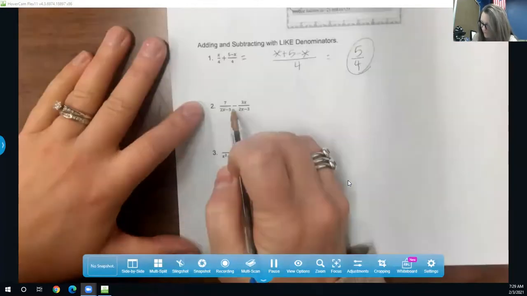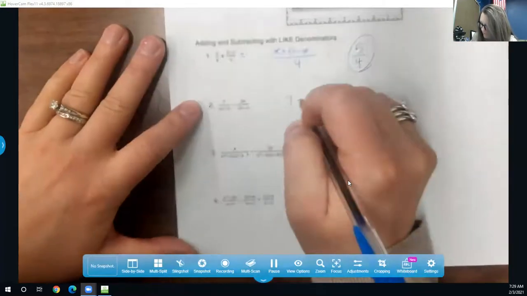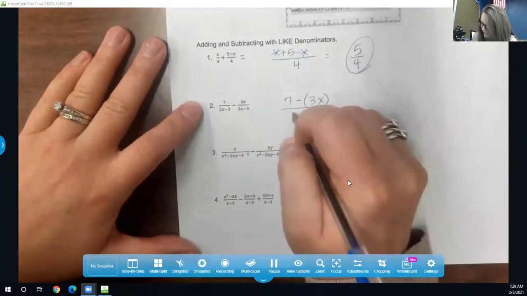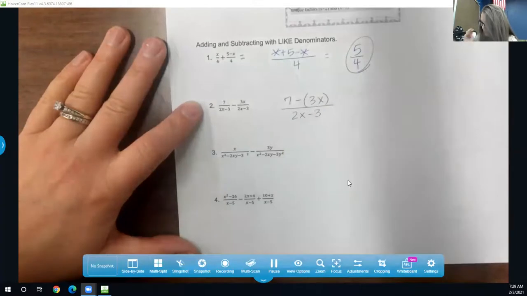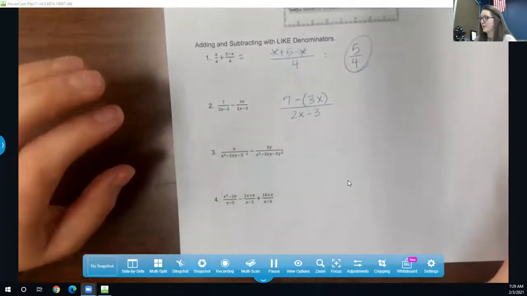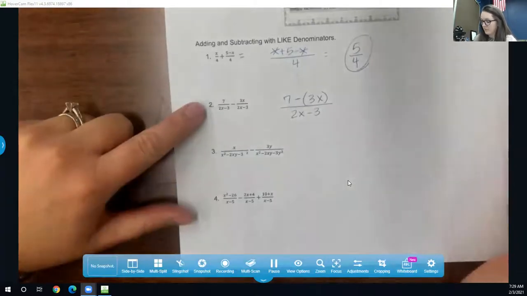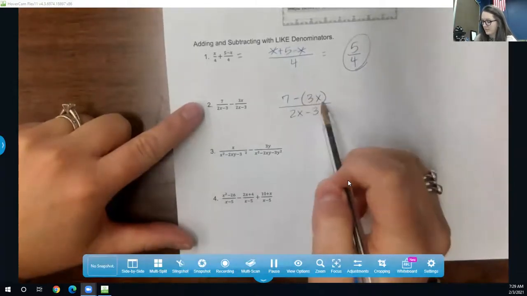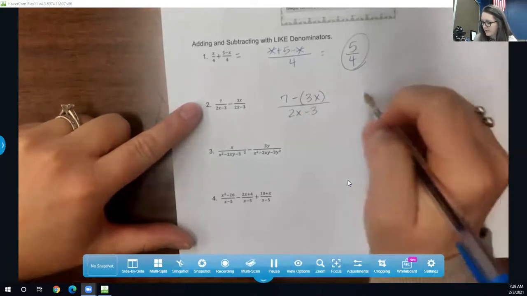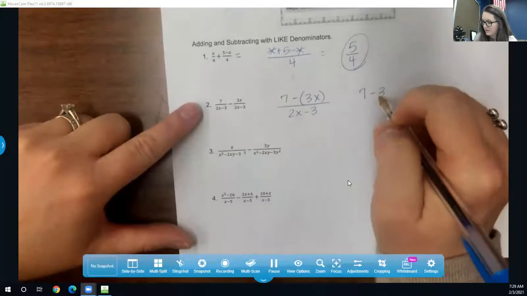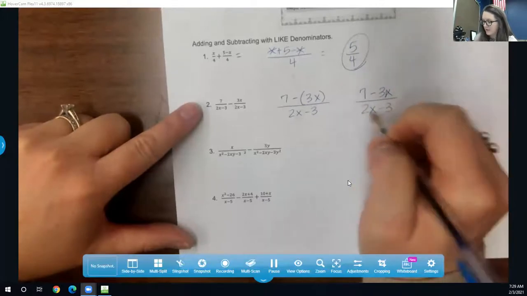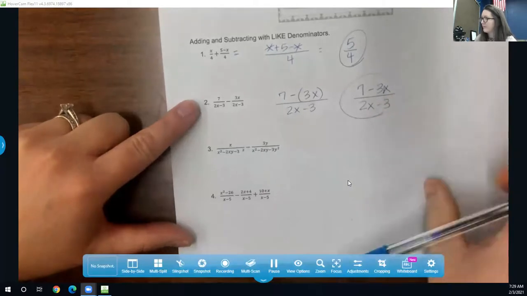So same thing here. I want us to think about this, because this is 7 minus 3x, and our denominator is 2x minus 3. Think about when we're subtracting, and we'll see this come into play in just a second, remember we're subtracting the entire term here. So if it is a binomial, your signs are going to switch. In this case, it's just a monomial. So it's just 7 minus 3x divided by 2x minus 3. And that's our simplified form there.